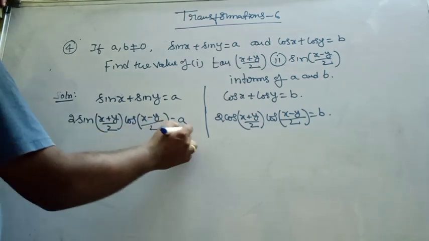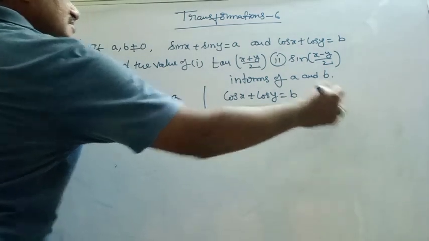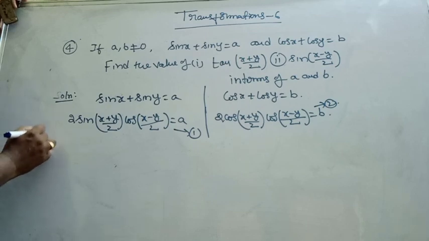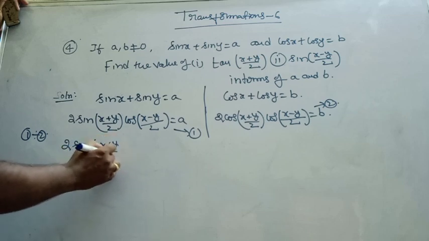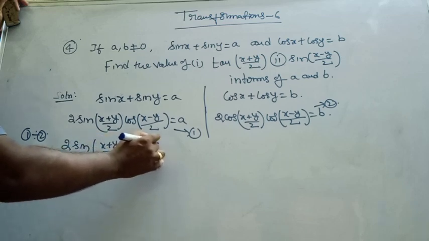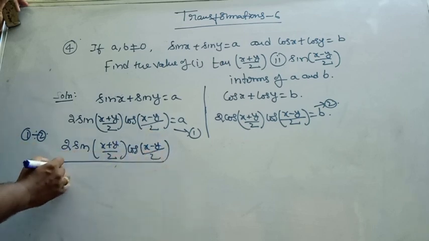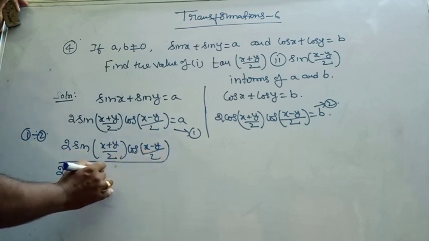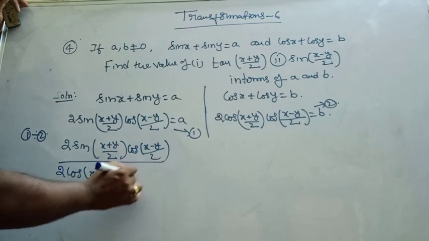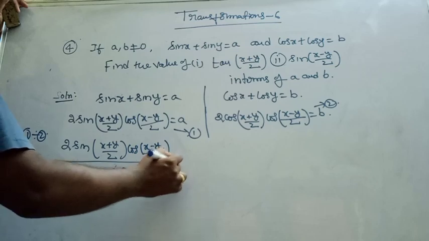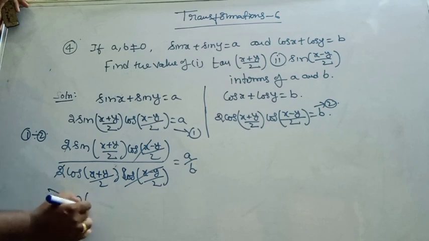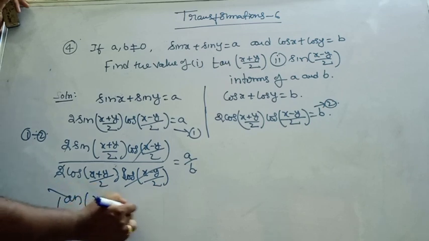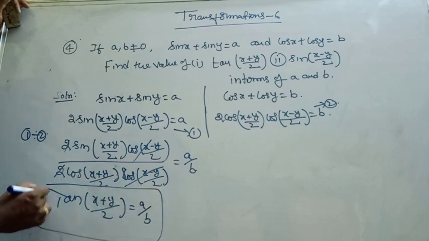Now let us divide equation 1 by equation 2, like this. If we do this, what you are having is 2 sin (x plus y)/2 into cos (x minus y)/2, whole thing divided by 2 cos (x plus y)/2 into cos (x minus y)/2, is equal to a by b, like this. This cancels this. Now we have got tan of (x plus y)/2 is equal to a by b, right? Tan of (x plus y)/2 is equal to a by b we have got, right?